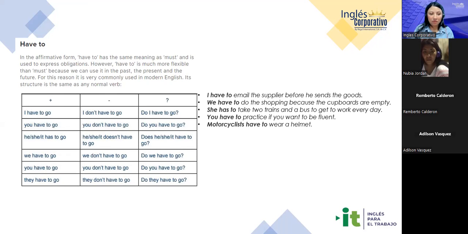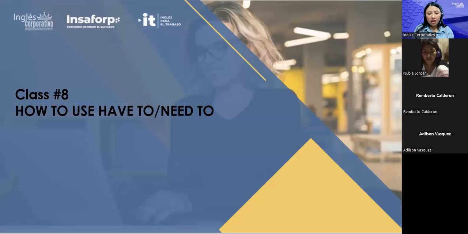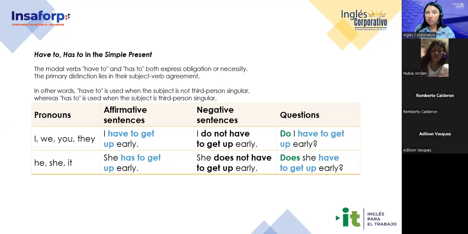Intercambiar información. Vaya, resumamos. Have to, need to, y le agregamos uno más nosotros. Must. Decíamos que son modal verbs, un verbo que me indica algo. En este caso, me indica o expresa obligation or necessity. Veíamos aquí el uso de have to seguido de un verbo. I have to get up early. Apenas vimos los afirmativos, the affirmative examples.